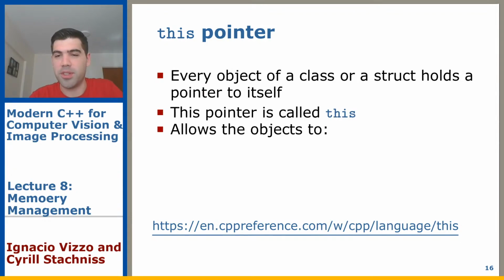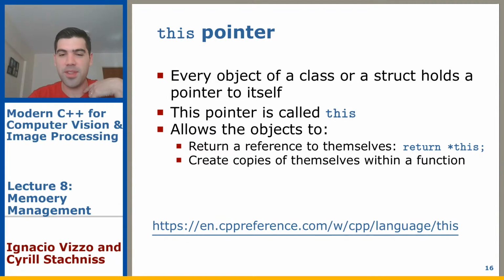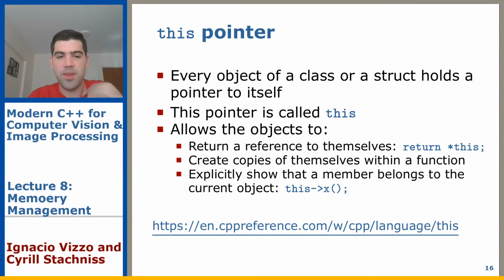So this pointer is called this, and it allows objects to return a reference to themselves. For example, let's say you're implementing some class and you want to return a reference to yourself, then that's how you do it. It can also create copies of themselves, and explicitly show, sometimes for readability, that a member belongs to the current object.